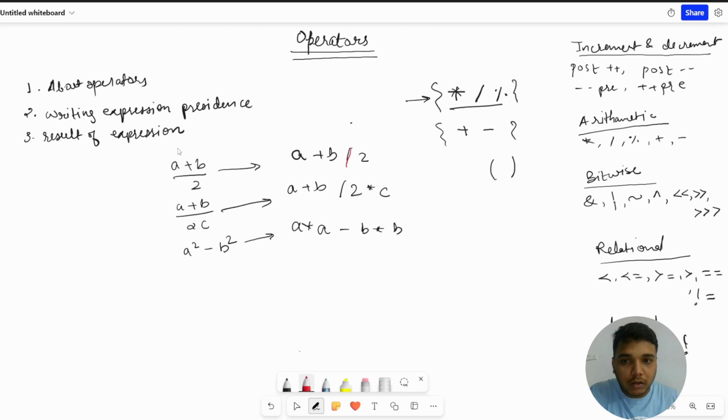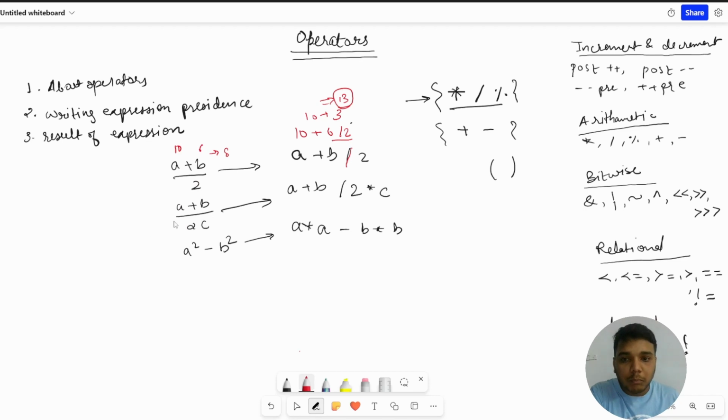If we have here a as 10 and b as 6, the answer should be 10 plus 6, 16, divided by 2, 8. But for a plus b divided by 2, without parentheses, this will get solved first: 6 by 2, which is 3, and 10 plus 3, which is 13. This will be our output. So the precedence always matters.